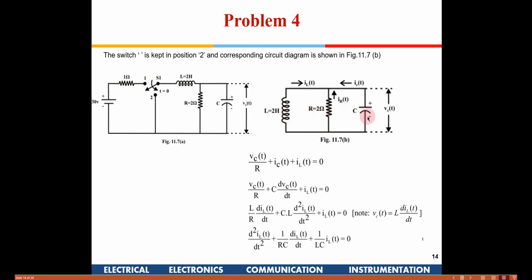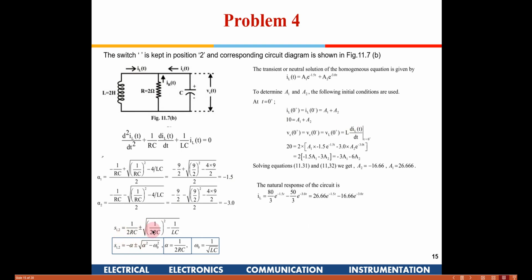To solve this problem, we can straight away use, although we have already done this derivation in the class, once you remember these formulas, we will be able to directly get the solution. We know alpha, which is the damping ratio. For a parallel RLC circuit, it is 1 divided by 2RC.